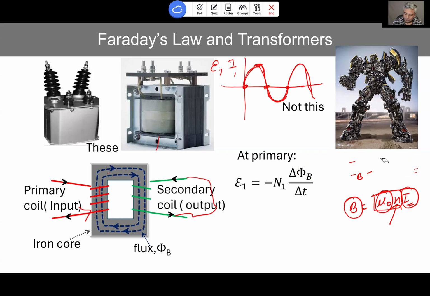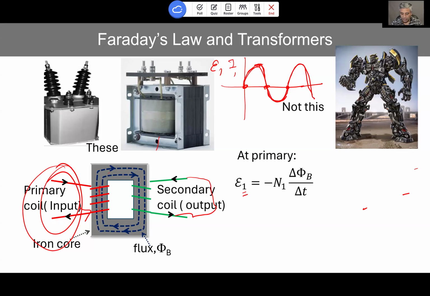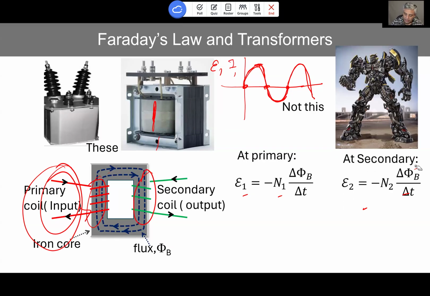So now, the induced EMF in the first, let's say primary coil, I'm writing one subscript for those. So there is this number of turns in the coil. There are thousands of turns in a coil in big transformers. So that is the EMF induced here. How about the EMF induced here? We can write that equation something like this. Same equation, but this is for the secondary coil.